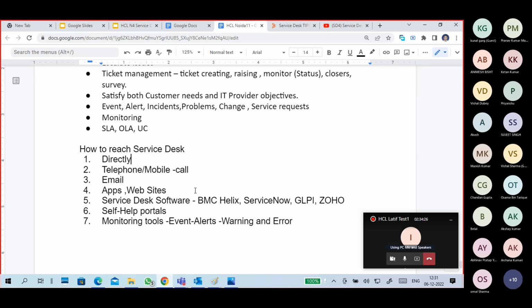We can do it, and through monitoring also, service desk people will get information like events and alerts. So they will get warnings and errors at the service desk through the monitoring tools.